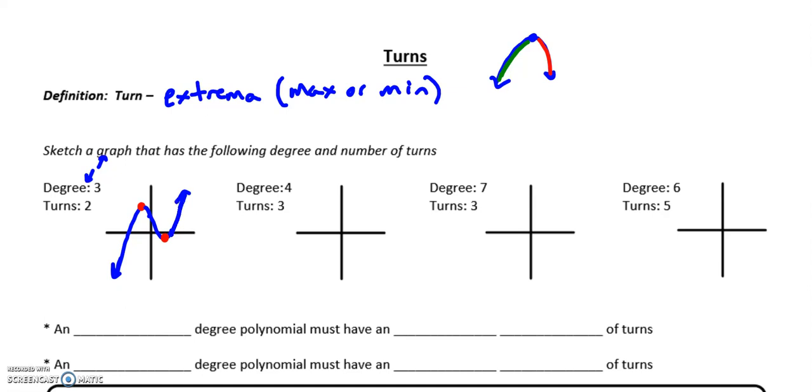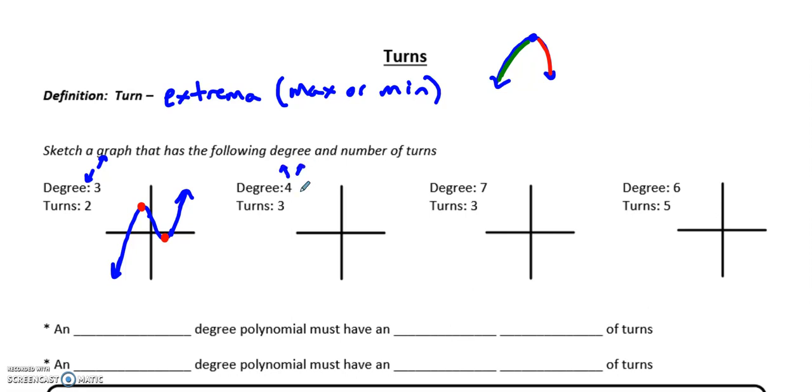And that takes me right up toward where my end behavior was. So I have a degree 3 polynomial. I know it's degree 3 because the end behavior is opposite. And it has 2 turns because there's a local max and a local min. A degree 4 would have both pointing in the same direction.